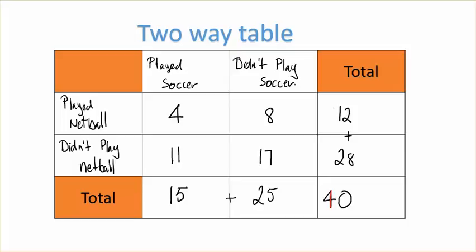Now we have some really useful information here, because this tells me that I have 4 people that do both. Well, I said that before, but now I've got 8 people who play netball but don't play soccer. And then over here I've got 11 people that play soccer but don't play netball. And this one down here, this is really interesting. What do you think that one is? 17 people that don't play soccer and don't play netball.